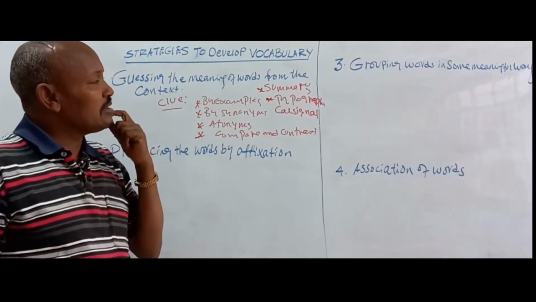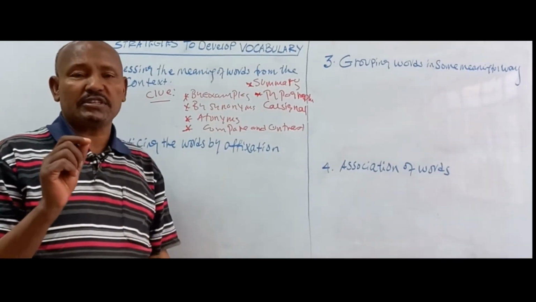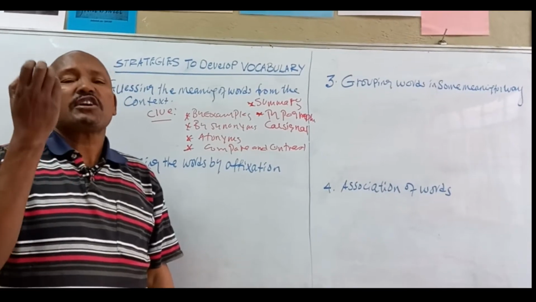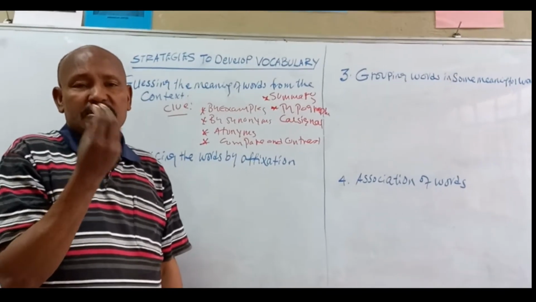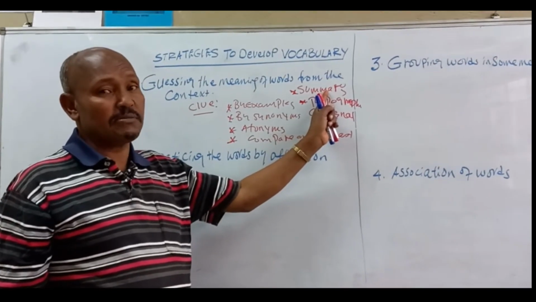And the other one is summary. The meaning of the words can be stated in a summary form. That summary form may give clues to understand the vocabulary words. So clues can be found in summary form.